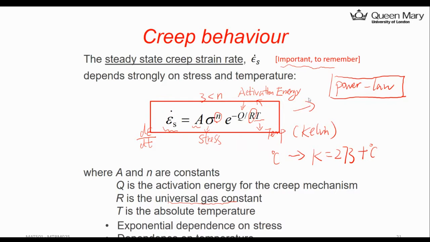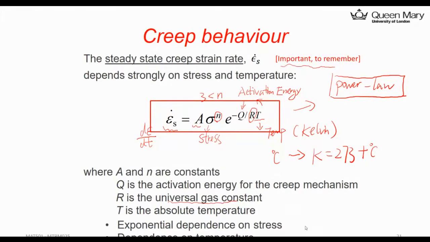And you can see from the bottom of this, it's kind of an exponential dependence on the stress, that's the power n, and also it's dependent on the temperature. That's the only two things you need to remember here, stress and temperature. But what happens for the failure?